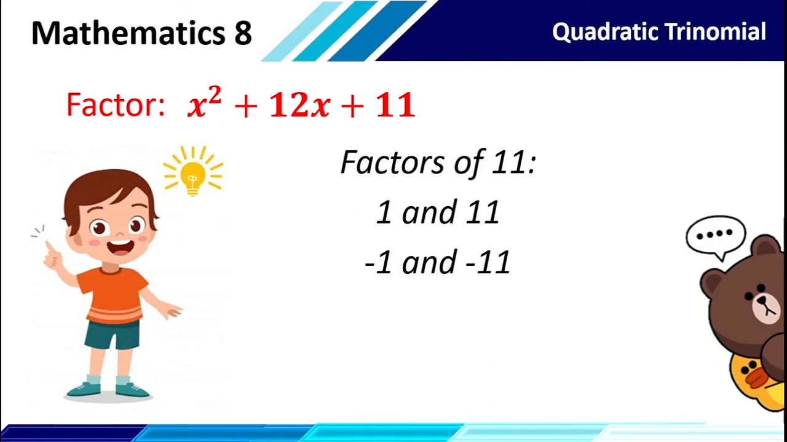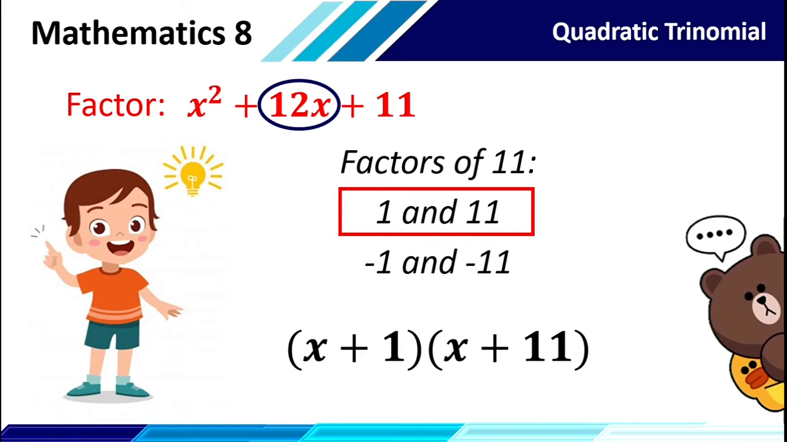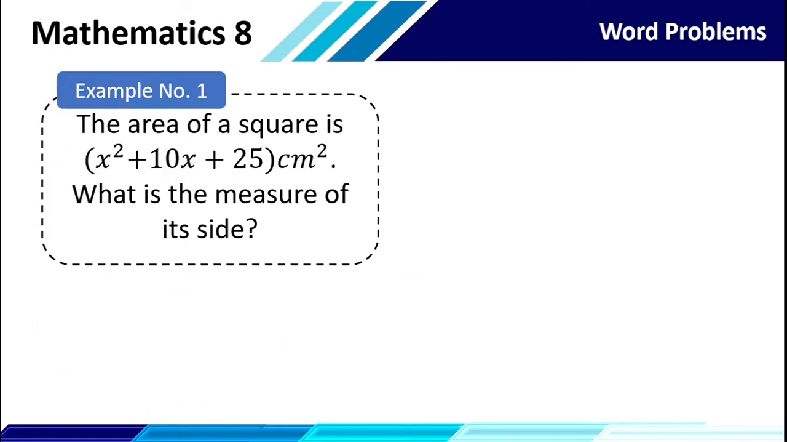From these factors, let's find a pair wherein when we add them up, the sum would be 12. And in this example, positive 1 and 11 is our chosen pair. We will write it as the product of two binomials. So we will have x plus 1 times the quantity x plus 11. Now let's proceed on word problems.